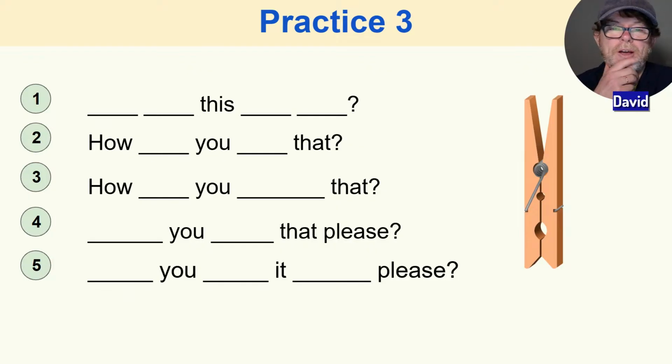Let's try it with another object. Number 1. What's this in English? This is a clothes peg. How do you spell that? How do you pronounce that? Number 4. Could you repeat that, please? And number 5. Could you say it slower, please?